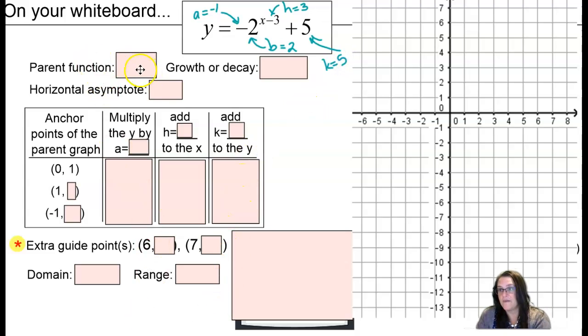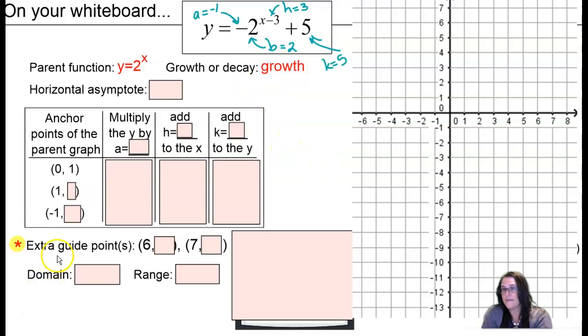So our parent function is 2 to the x, which 2 is greater than 1, so that is a growth function. Okay, the horizontal asymptote is k, and our k is 5, so y equals 5. Then the anchor points of the parent graph always have a y-intercept of (0, 1), then the point (1, b), which would be (1, 2), and then (-1, 1/b), and the reciprocal of 2 is 1/2.